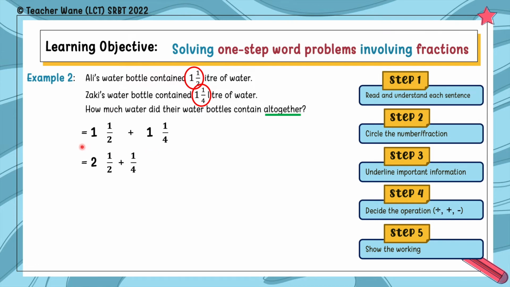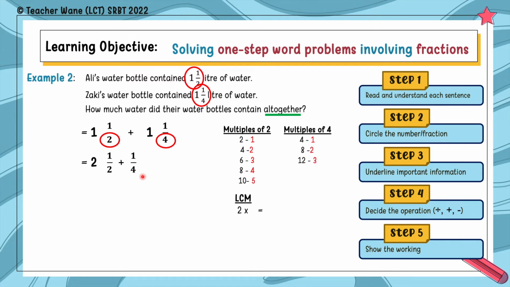Okay, so first I'm going to add the whole number first. So 1 plus 1, the answer is 2. And then this is unlike fraction, so I'm going to change this to like fraction by using the LCM method, lowest common multiple method. So I'm going to list out the multiples of 2 and also the multiples of 4. So here is the LCM.